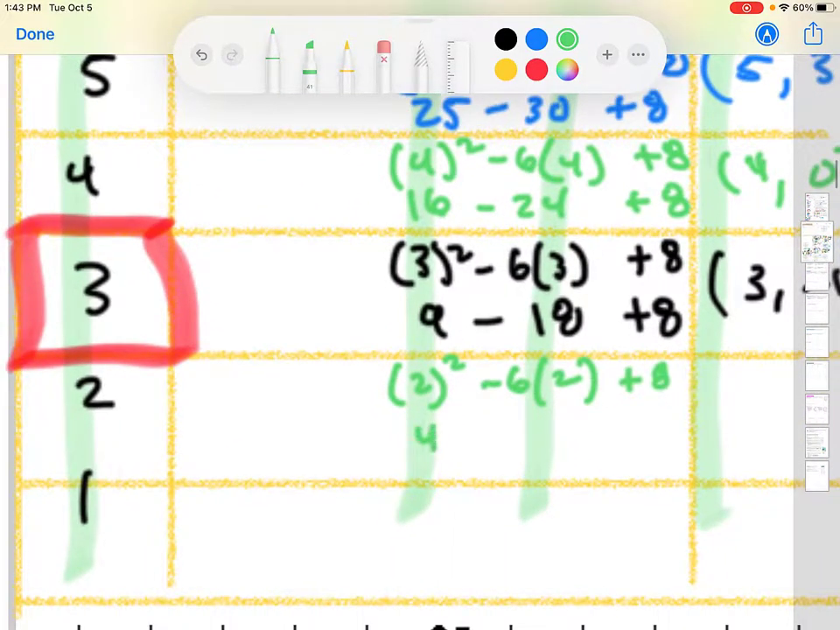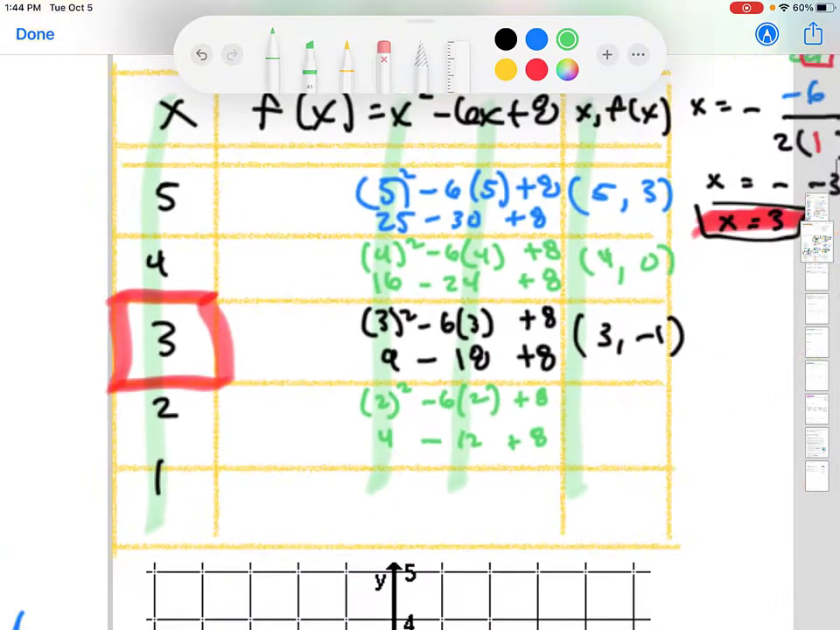So 2 squared is 4 minus 12 plus 8. So negative 8 plus 8 is 0. So 2 comma 0. And if you notice, my green answers on the far right, the zeros for the y-axis, are the same for 2 and 4 because they are reflective. That's why.